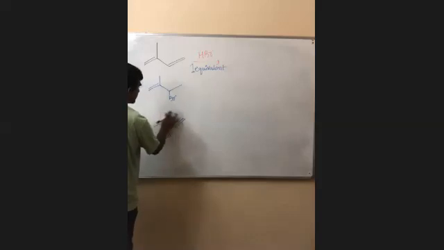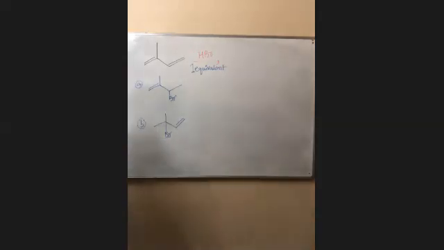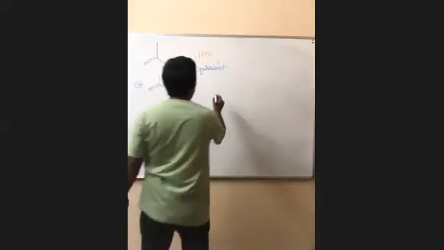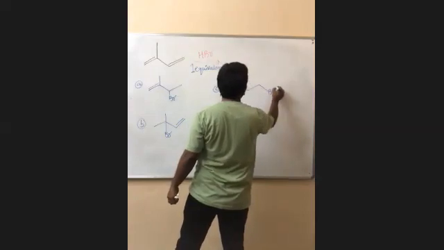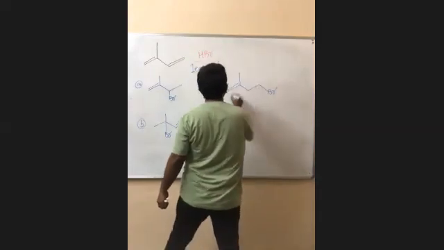I did not write this. This is indicating CH3 only, no? This is indicating CH3. The dash is indicating that CH3 is up. Option C: bromine attached here, double bond here.